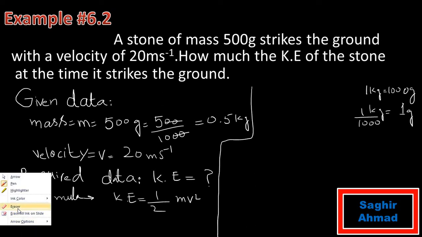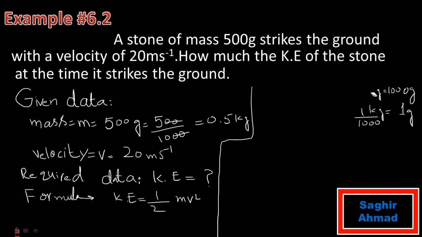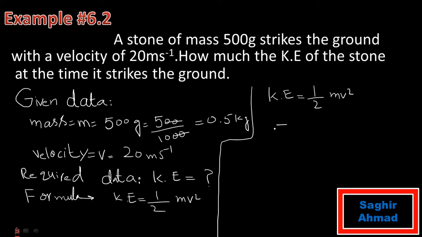Now first of all I erase this data, and then I write the remaining numerical. Now I again write the formula of kinetic energy, that is equal to 1/2 mv square. Now I put the values: 1/2. Now I put the value of m. The value of m is 0.5, multiplied by v. The value of v is 20, and we have to put the square on 20.